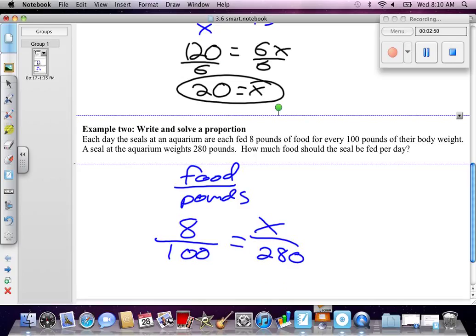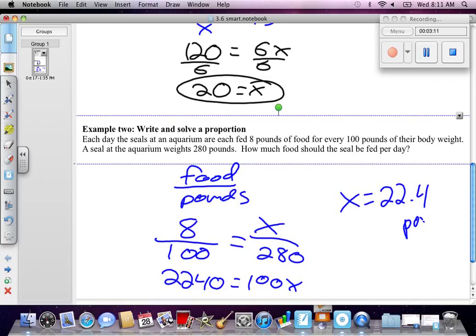Okay? So now I'm just going to cross product. 8 times 280 gives us 2,240 equals 100x. I divide that by 100, and I get that x equals 22.4 pounds. And yes, you have to write down the pounds.